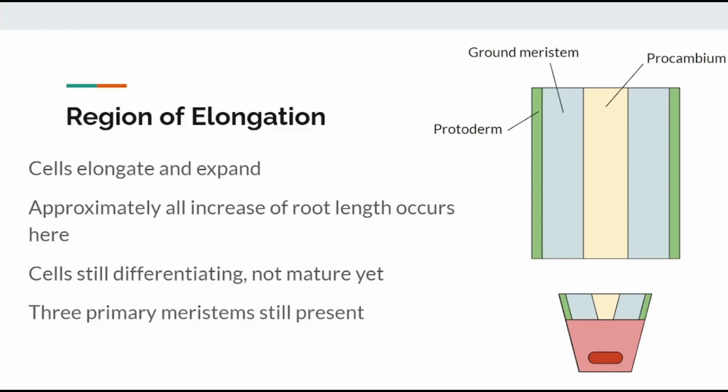Above the region of cell division, we can add the region of elongation. This region is fairly self-explanatory. It is where cells produced in the RAM elongate and expand greatly. Pretty much all of the increase in length a root experiences occurs here. Although cells are still differentiating, none of the cells found in this region will be mature. The protoderm, ground meristem, and procambium are still present.